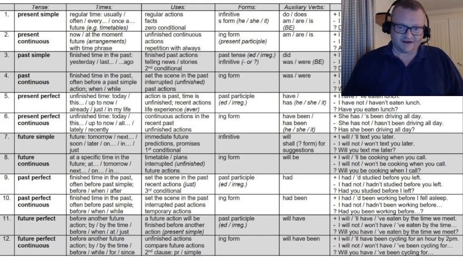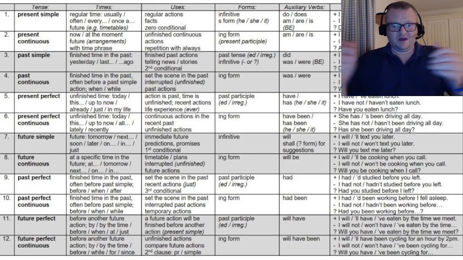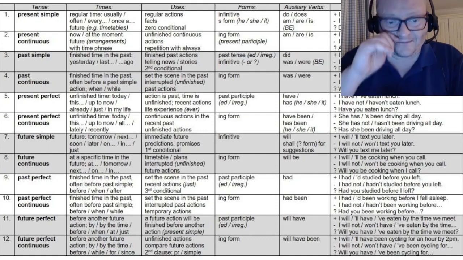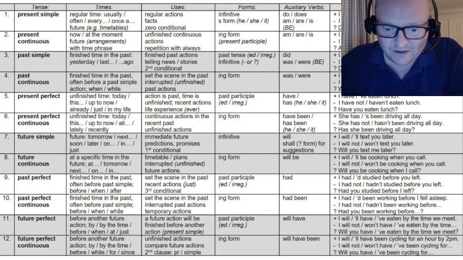If you talk like that, then try to combine these words, squeeze them together. Will you have been? Will you have been cycling? Will you have been? Okay, 12 tenses in 45 minutes. And 14, 15, 16, 17, 18, 19, 20 seconds. I think it was fewer seconds than that.